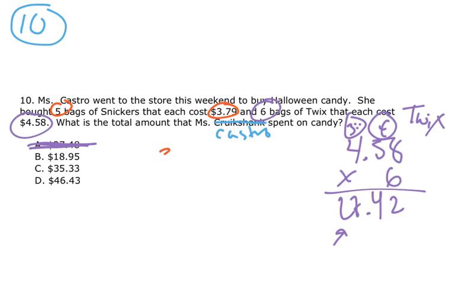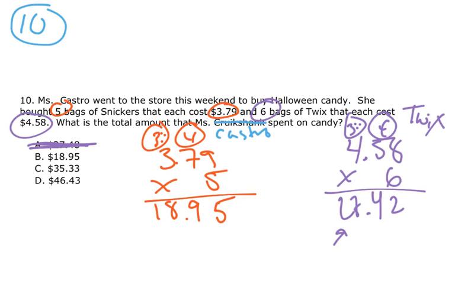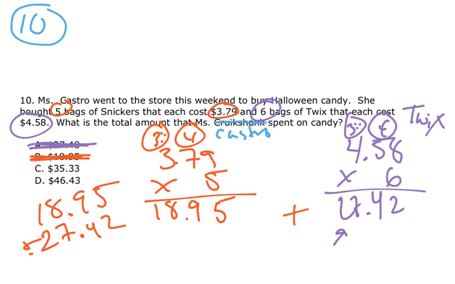So I'm going to do the same thing. I'm going to multiply $3.79 times 5. That gives me $18.95. Don't get confused by that being the answer choice for B. Then I have to add the cost of my Snickers and the cost of my Twix. So if I stack those up, I'm going to add them and get $46. So my answer choice should be D.